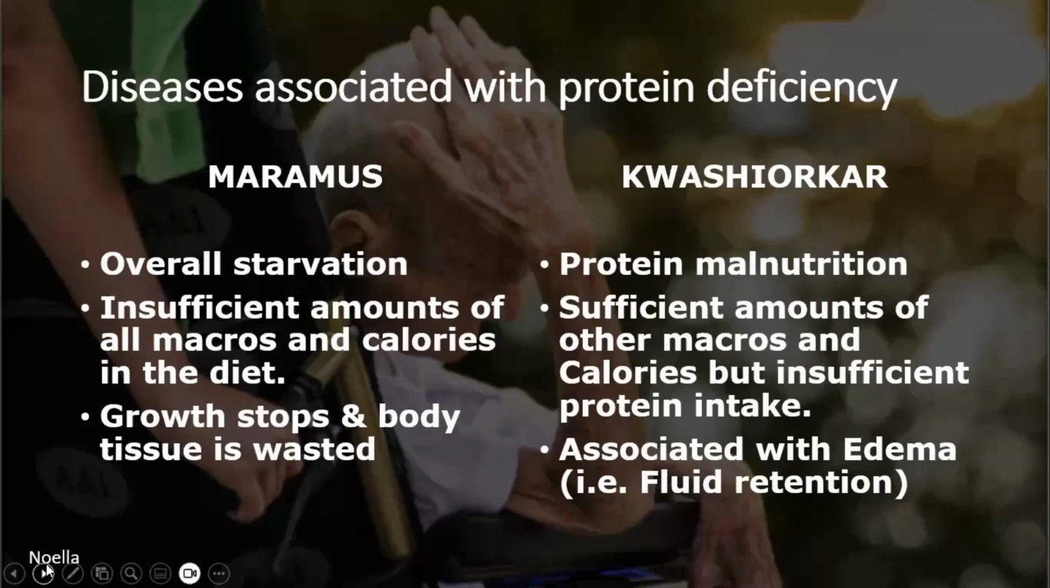Two of the most important diseases that we will be discussing today would be marasmus and kwashiorkor. Both of these diseases stand for protein malnutrition. However, in the case of marasmus, it's due to overall starvation. So there are insufficient amounts of all the macros and of calories in the diet. The growth stops and the body tissue is wasted. But in the case of kwashiorkor, it's just the protein deficiency. The body receives sufficient amounts of macronutrients and calories, but an insufficient amount of protein. This is associated with edema, which is essentially just fluid retention.